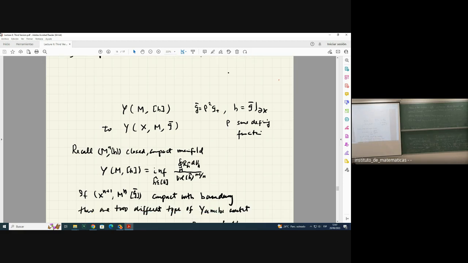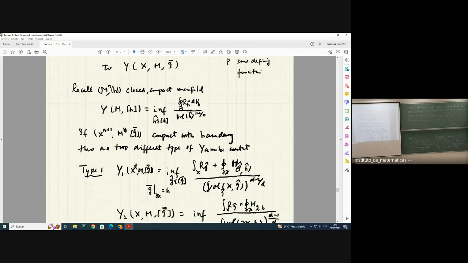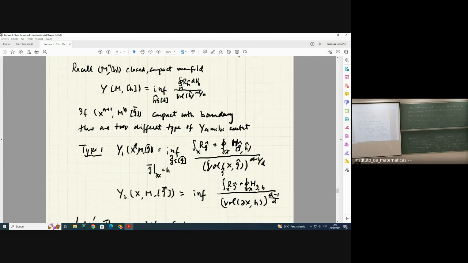So in general, suppose we have a compact closed manifold, we have this Yamabe constant, which I like to consider as a second order conformal invariant. So this is a scalar curvature and then normalized by the volume. So this term is scale invariant. So this is a Yamabe constant.